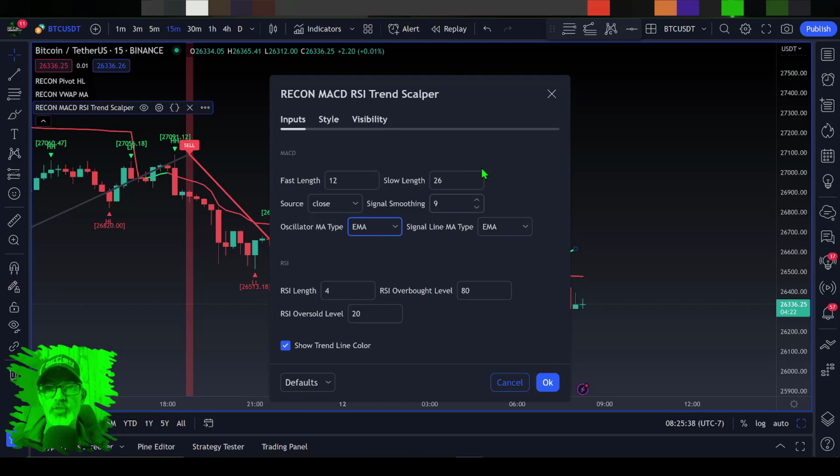The settings you see on the screen are the default settings because obviously I created this indicator and I am using my default settings that work for my current strategy that I have applied to this chart.